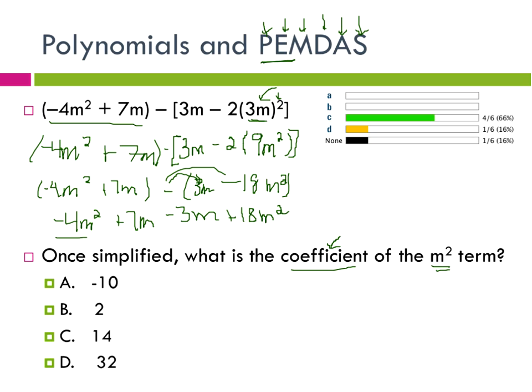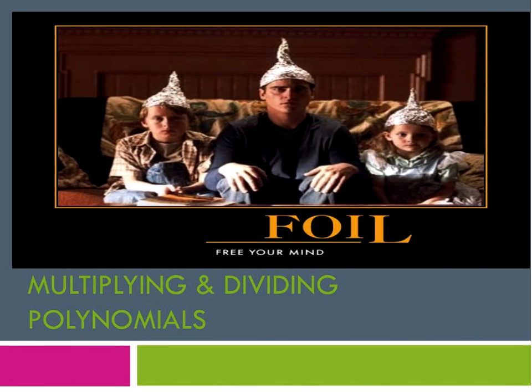And now we can see combining our m squareds, a negative 4m squared and a positive 18m squared, does indeed give me 14m squared. And just to finish this off, 7m minus 3m would give me plus 4m. So those of you who chose 14, excellent work. It is 14 that would be the coefficient in front of the m squared term. So that was adding and subtracting polynomials and paying particular attention to the idea of order of operations.